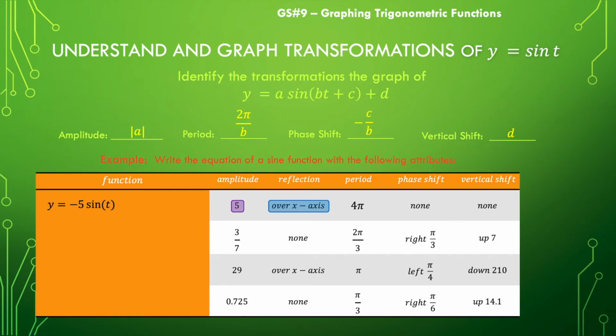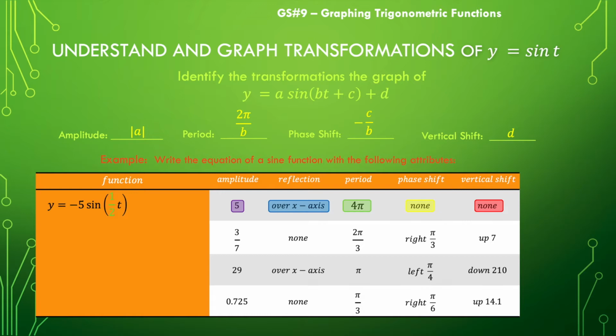If I know that the period is 4 pi, that means that 2 pi over b will equal 4 pi. And so I have to actually solve for b. When I do that and actually isolate b, I get b to be 1/2. And so I am just going to put a 1/2 in front of that t, and that will become part of my function. All right, now phase shift, no phase shift, and no vertical shift. So this function is complete.